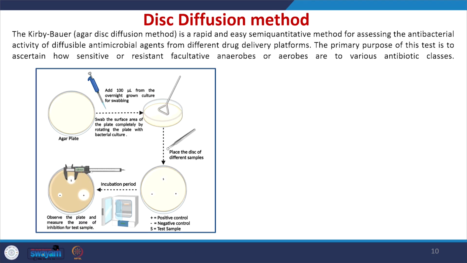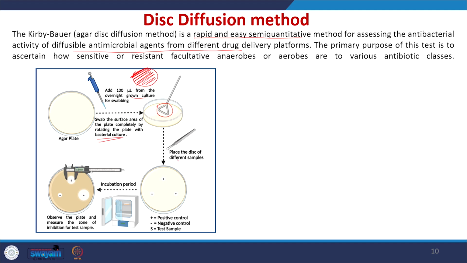The next method is the disk diffusion method. So, this is a rapid and easy semi-quantitative method for assessing the antibacterial activity of diffusible antimicrobial agents from different drug delivery platforms. In this, we have to add 100 microliter of overnight grown culture, and you can use a sterile swab and you can spread it on the complete agar plate like this. Either you can use the sterile swab or you can use this kind of spreader and spread the bacteria completely by rotating the plate with bacterial culture.